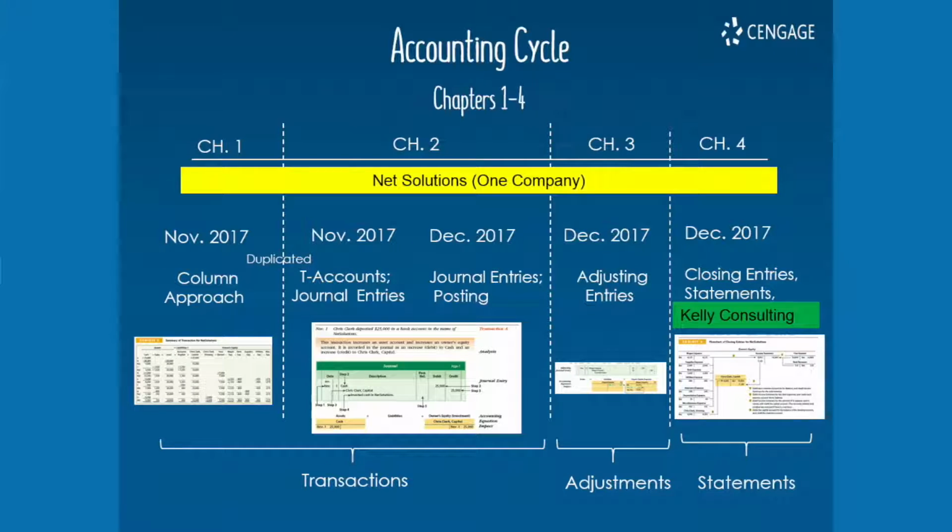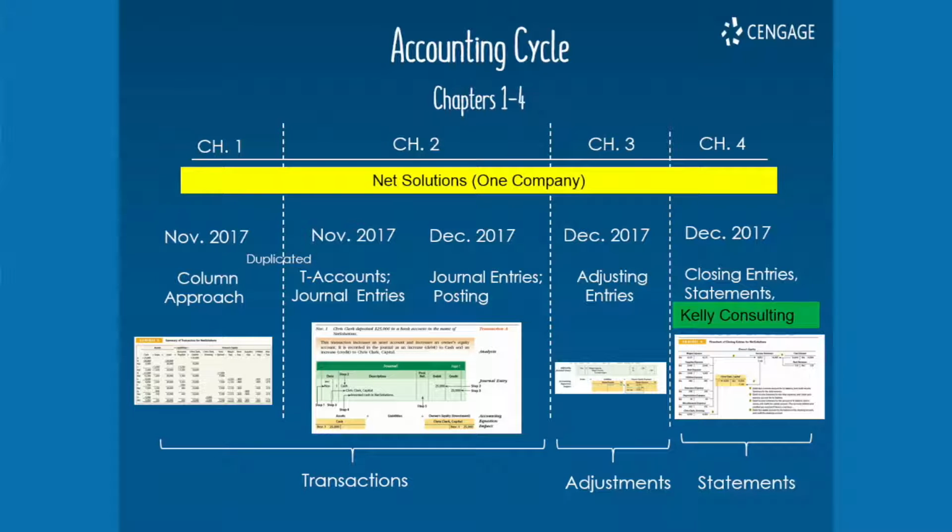Then we start chapter 4 with the adjusted trial balance from chapter 3, Net Solutions, and we finish up the accounting process by generating financial statements, followed by closing entries and a post-closing trial balance. So what we have done in chapters 1 through 4, using one company, is illustrate the entire accounting cycle. But we're not done yet.